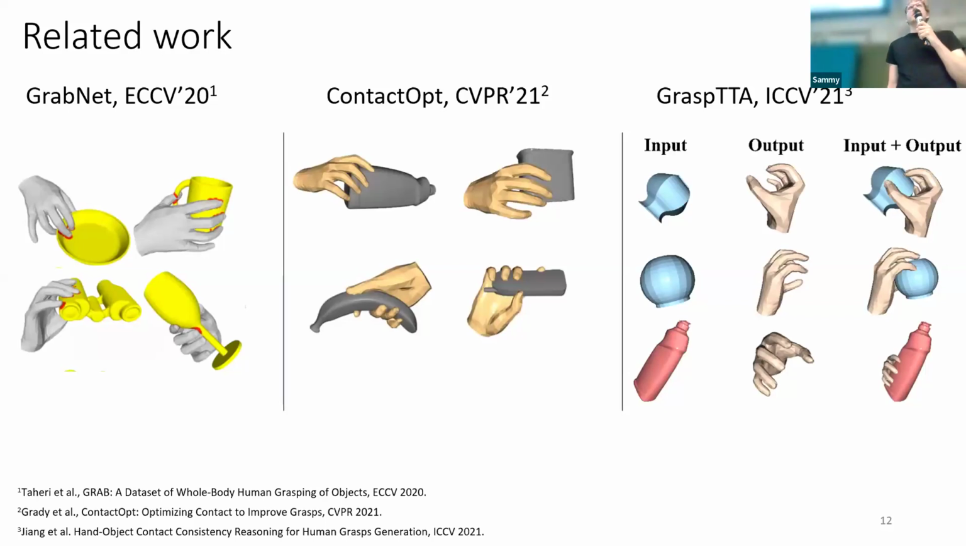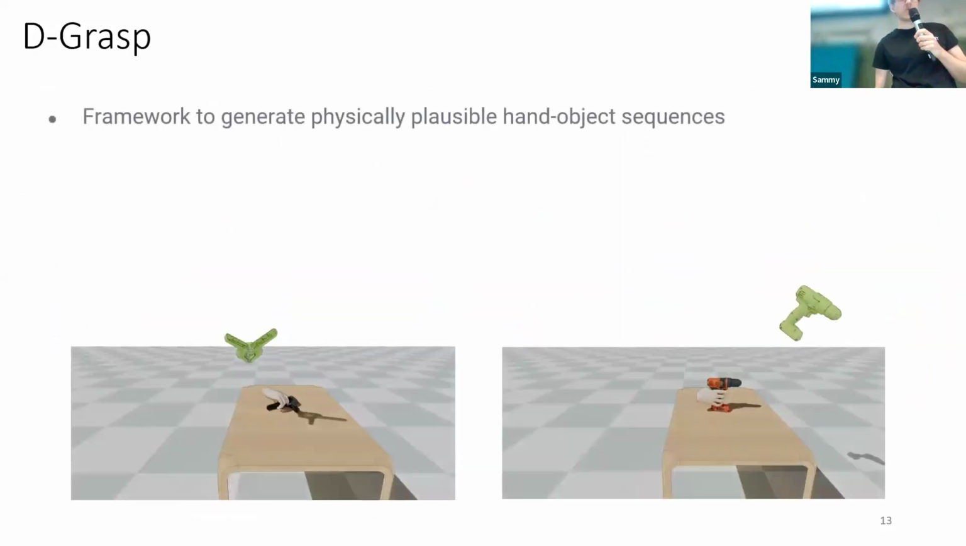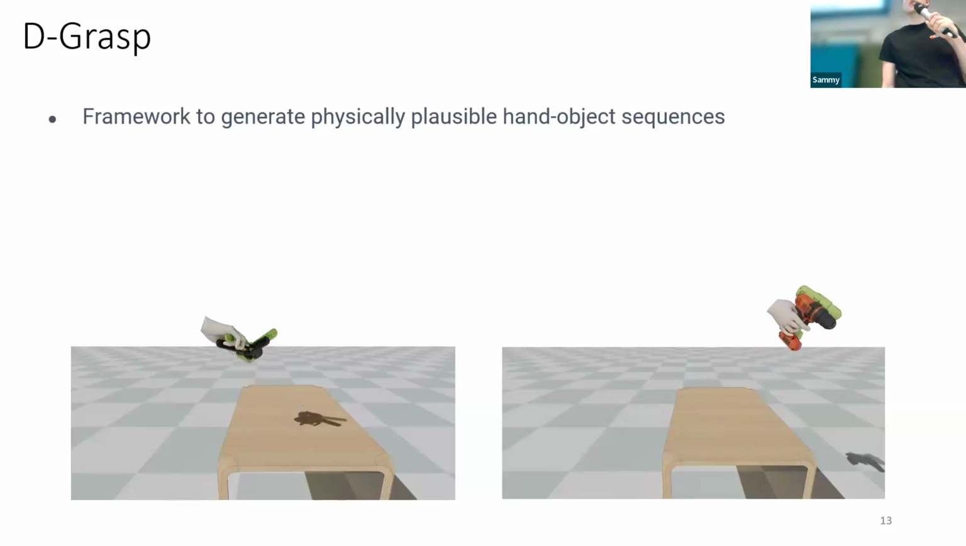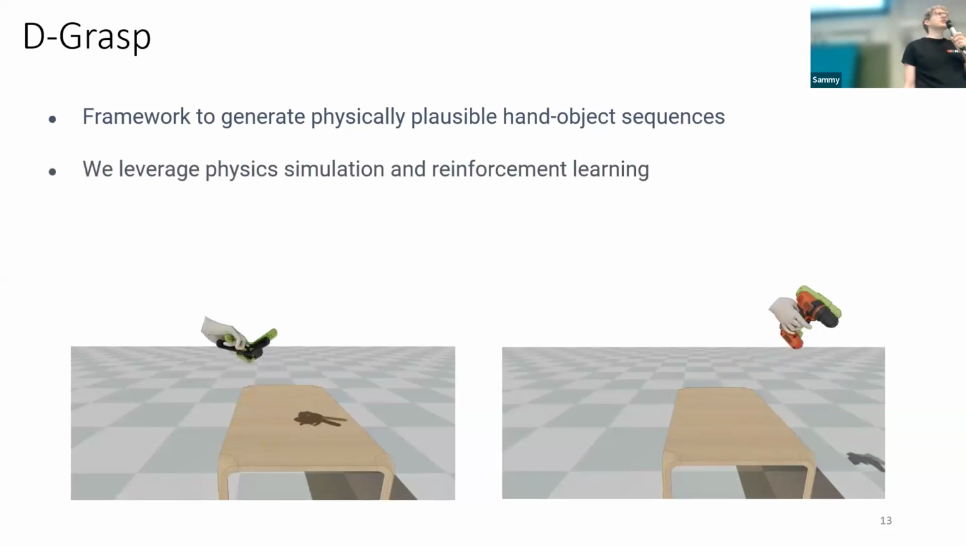Back when we submitted DGrasp, there were a lot of works that looked at these hand-object interaction datasets and then used models to predict single frames of grasping. Like, given an object mesh, what is a human-like grasp? But the problem with these models is that they didn't look at the temporal aspect. These were not sequences, these were single frames. Also, because these models are purely data-driven, there are a lot of physical artifacts such as interpenetration. Hence, we introduced DGrasp as a framework to generate physically plausible hand-object interactions by leveraging physical simulation and reinforcement learning.